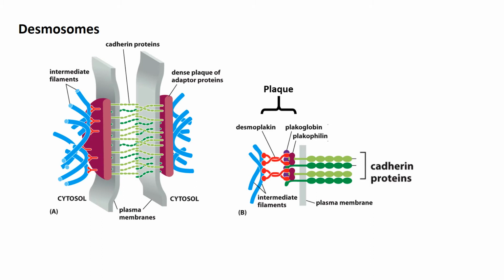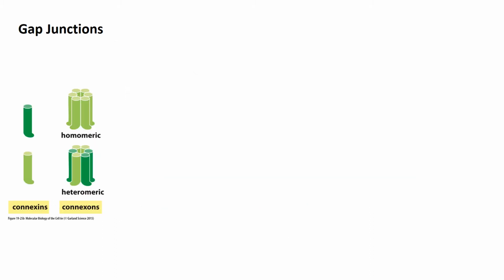The cadherin proteins link, in the case of desmosomes, the intermediate filaments of adjacent cells by binding to other cadherin proteins, the same type of cadherin proteins, on adjacent cells.